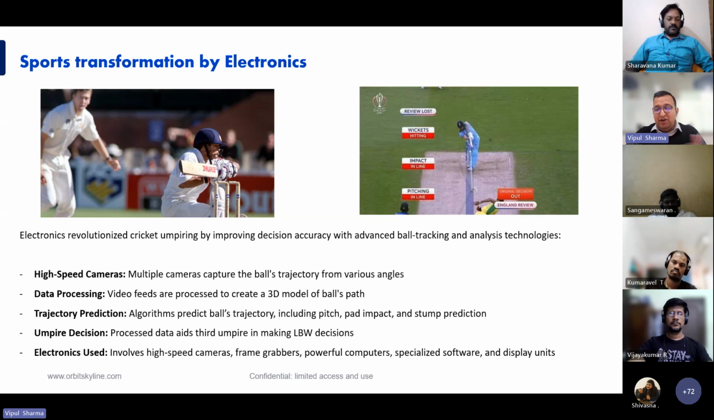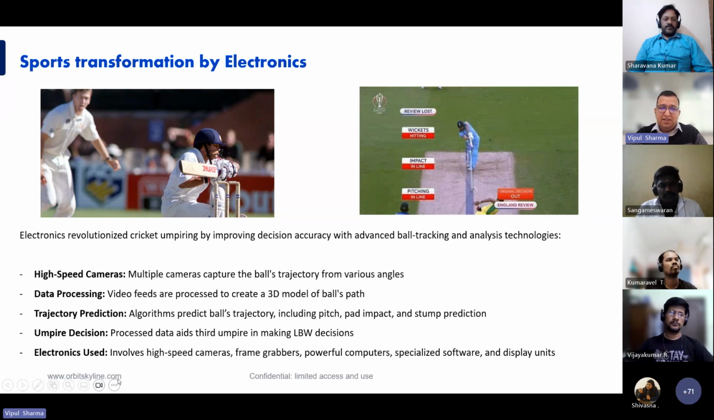All that information is given in the form of the picture which we generally see on our screens, and then an umpire makes a decision whether the batsman is to be given out. Imagine how much that technology has transformed the game of cricket. What technologies are used behind it? High-speed cameras, frame grabbers, computers which process all the data fed to them, software which does the calculation and outputs the data, and finally a display unit, which we also see as viewers of the game on our screens. These are all the equipment used to make a decision on whether the batsman is LBW out.